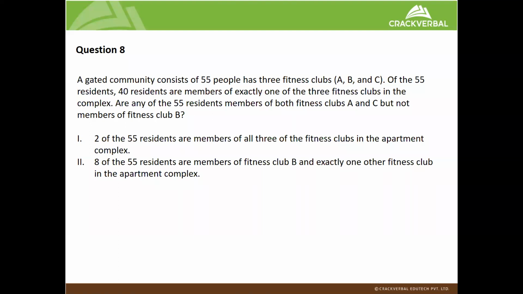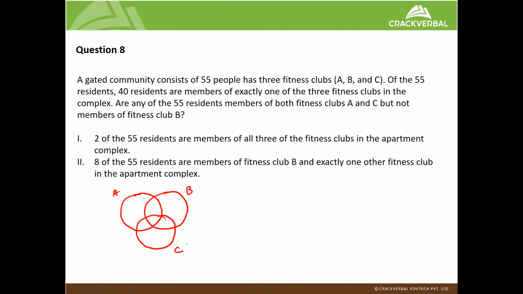All right. So clearly, some of you all identified that this question tests you on your understanding of a Venn diagram, right? So the question says, I'm going to break down the question first. A gated community consists of 55 people, has 3 fitness clubs, A, B, and C. So I'm going to represent each of the fitness clubs with a circle. So this is A, this is B, this is C.